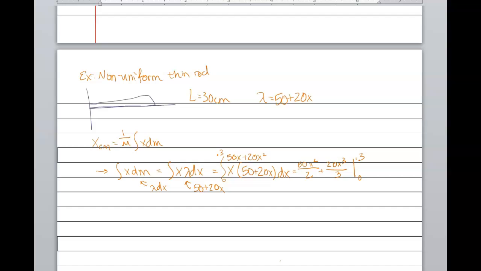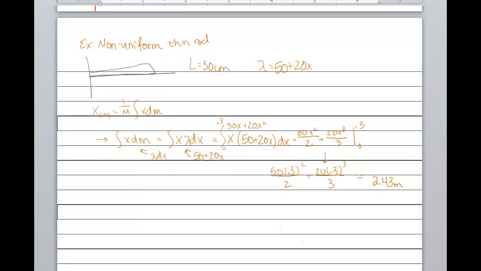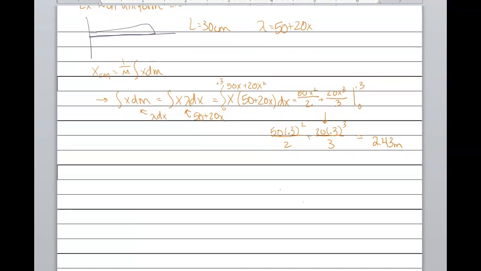So when I do all that math, so I have 50 times 0.3 squared divided by 2 plus 20 times 0.3 cubed over 3. All right, so for that part, I get 2.43 meters. But we're not done. Our total mass of this object, so that was step 1. This is step 2.